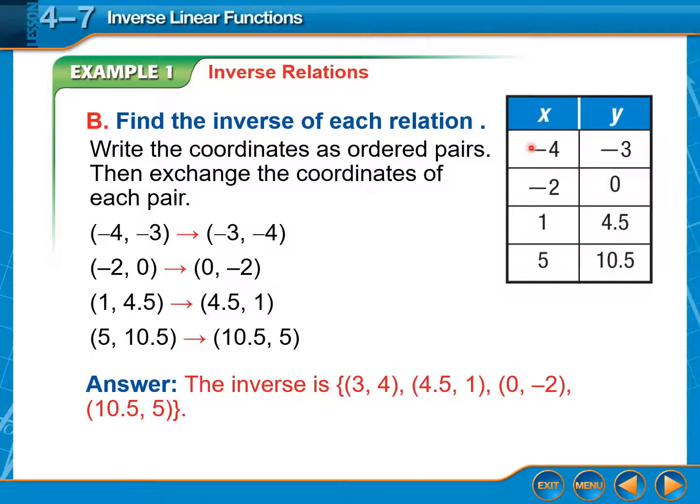So the inverse of this relation here as a set of points is a typo, it should be -3, -4, 4.5, 1, 0, -2, and 10.5, 5. So that's a typo there. That should actually be, let's write it in here. These should both be negative numbers, -3 and -4.